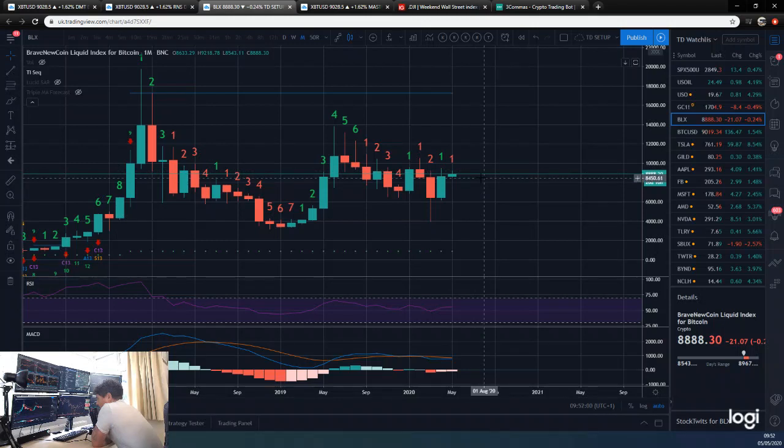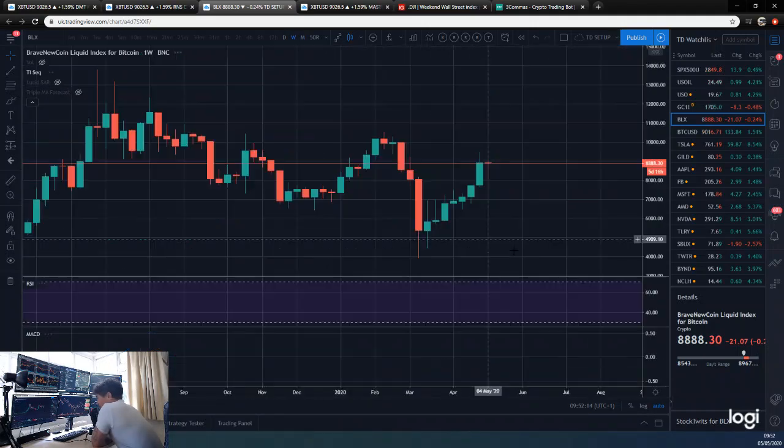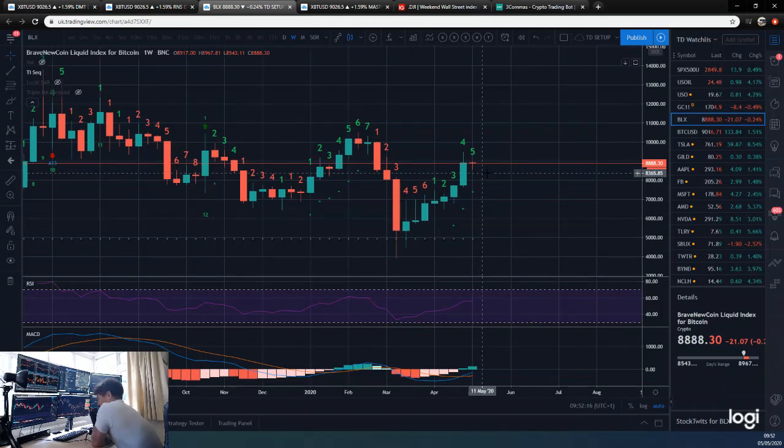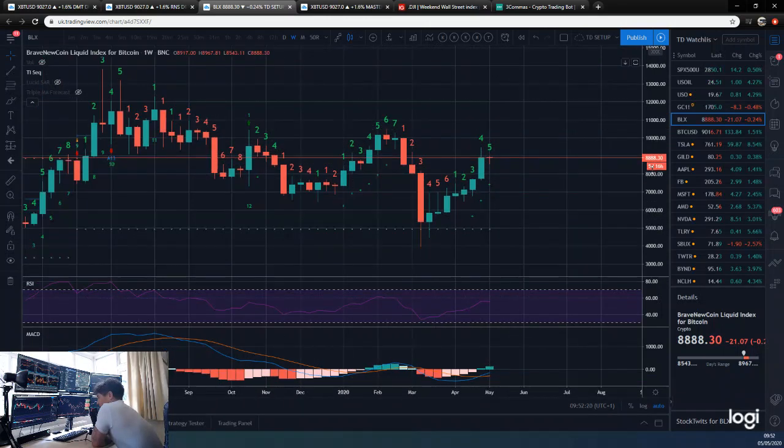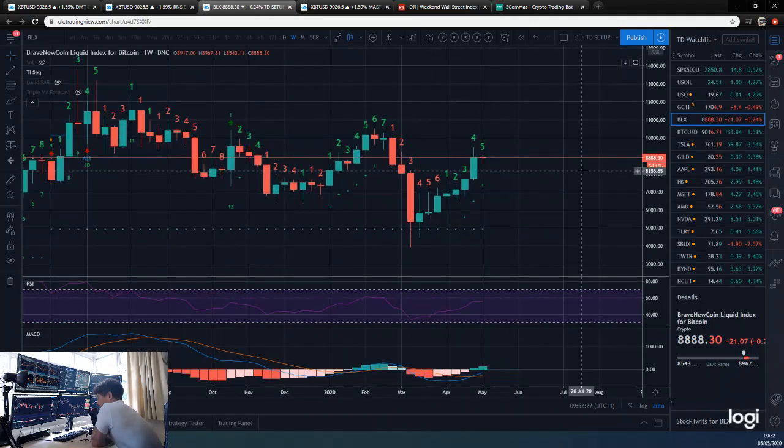So anyway, like I said, this is currently printing as a red 1, but if we can get above here, it will turn into a green 2, and then closing above here gives a signal entry on the monthly. Weekly, we're at a green 5, looking a bit toppy. There's obviously a trend line coming into play here.